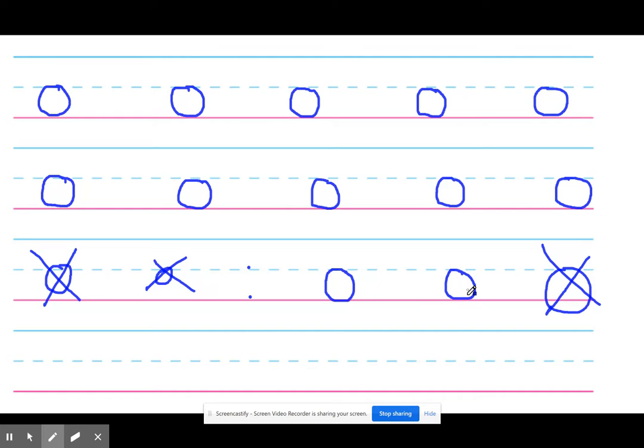So go ahead and try a few more of those on your own. Make sure you're leaving some space between those O's. Don't try and make 100 O's. I'd rather you make maybe 7 or 8 really nice O's where you're really concentrating on those movements and those steps. Okay, remember, start a little bit below the midline, curve back left all the way down to you're touching that baseline and back to where you started.